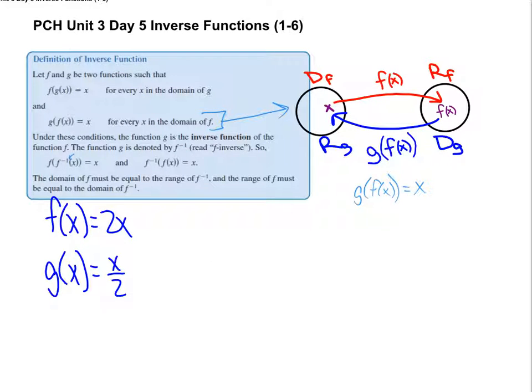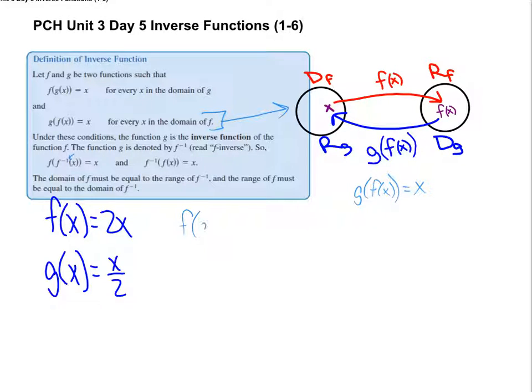Okay. So let's look at some functions that are a little bit simpler and see how they are inverses of each other. Okay? So I have f of x is 2x and g of x is x divided by 2. You guys learned inverse operations. And the inverse operations: multiplying by 2, dividing by 2.